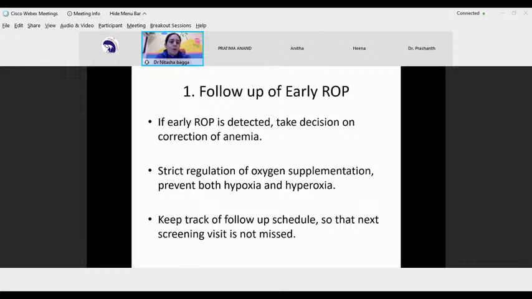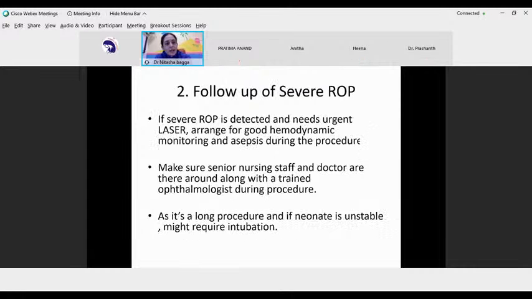All these 3 points are very, very important, because the first 2 points suggest that we should be able to prevent the further progression of ROP. No matter that we have detected early ROP, there is a good chance that we can prevent the progression of ROP.